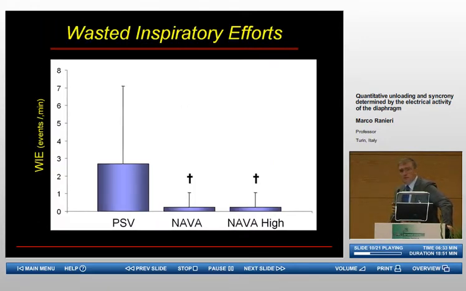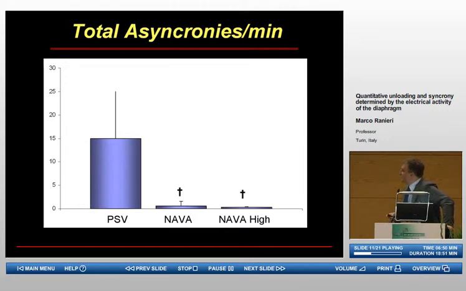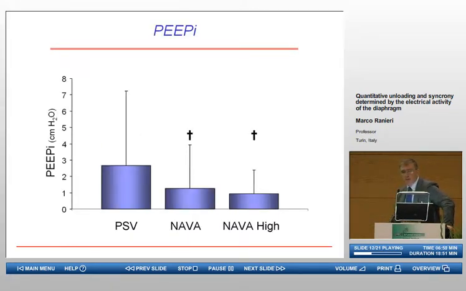This translated into an improvement of patient-ventilator interaction. In fact, the wasted inspiratory effort, the missing effort, was dramatically reduced by the use of NAVA. The total number of asynchronies was reduced by the use of NAVA. And also, and this is probably the most interesting piece of information of this study, respiratory mechanics improved, as indicated by the significant reduction of intrinsic PEEP that was observed when the patient was shifted to NAVA.